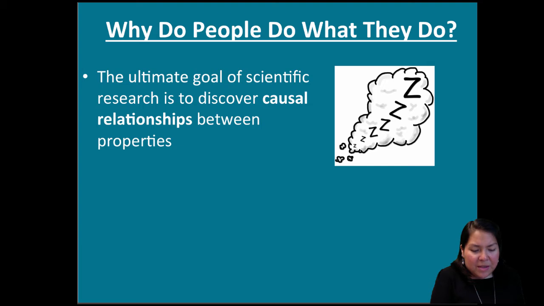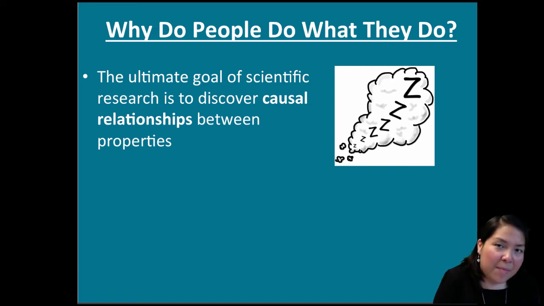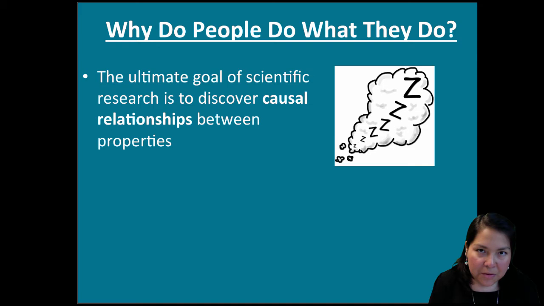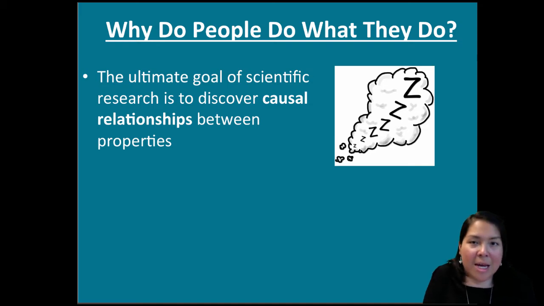One example would be, does the amount of sleep that students get the night before an exam impact their performance on their test? So A may be the hours of sleep that you get the night before, and then B is how well you perform on the test. So that's a causal relationship that we want to look at.